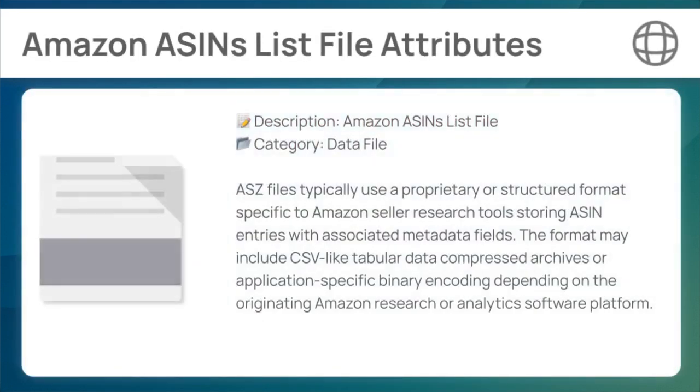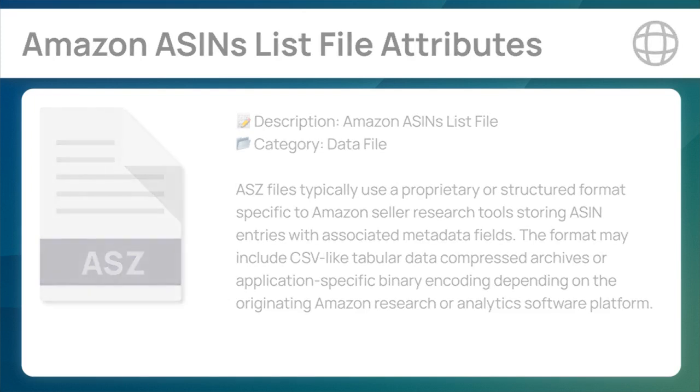ASZ files typically use a proprietary or structured format specific to Amazon seller research tools, storing ASIN entries with associated metadata fields. The format may include CSV-like tabular data, compressed archives, or application-specific binary encoding depending on the originating Amazon research or analytics software platform.